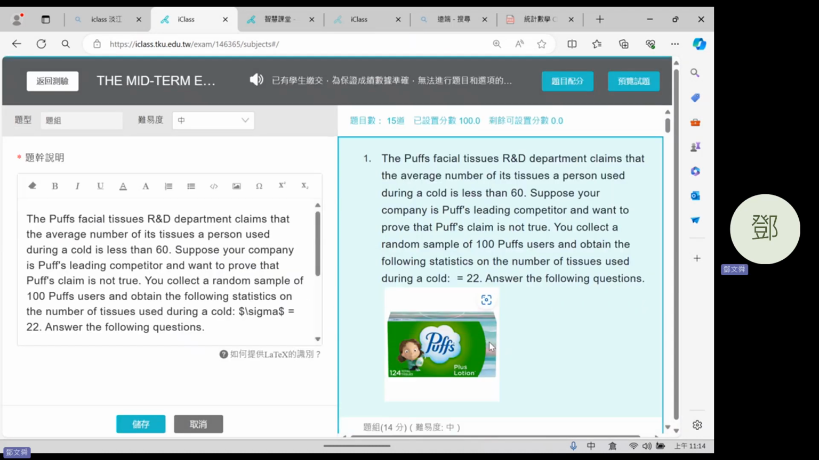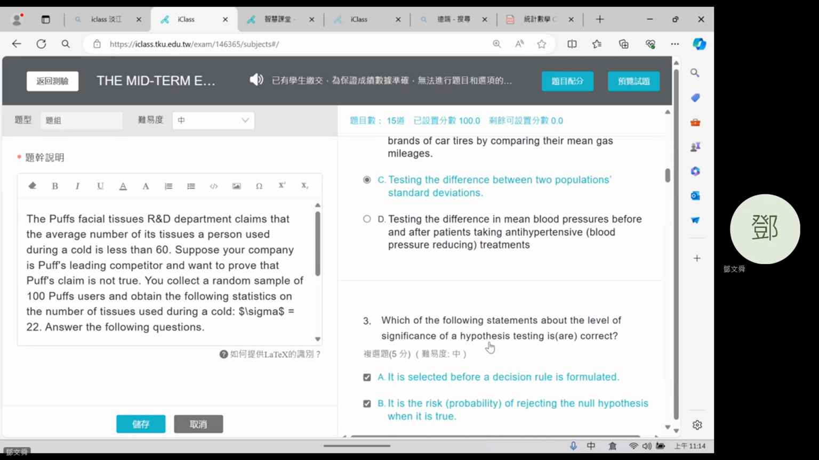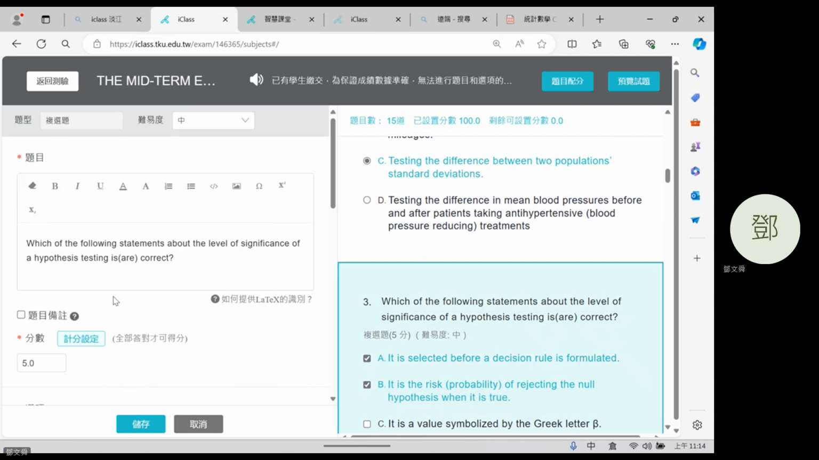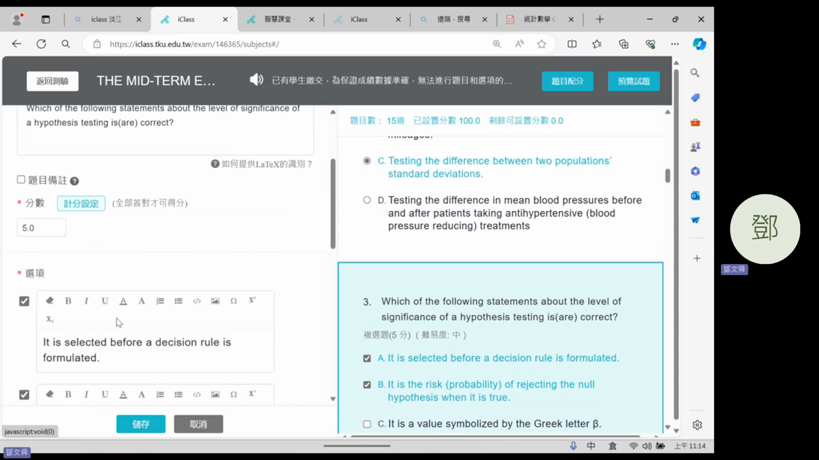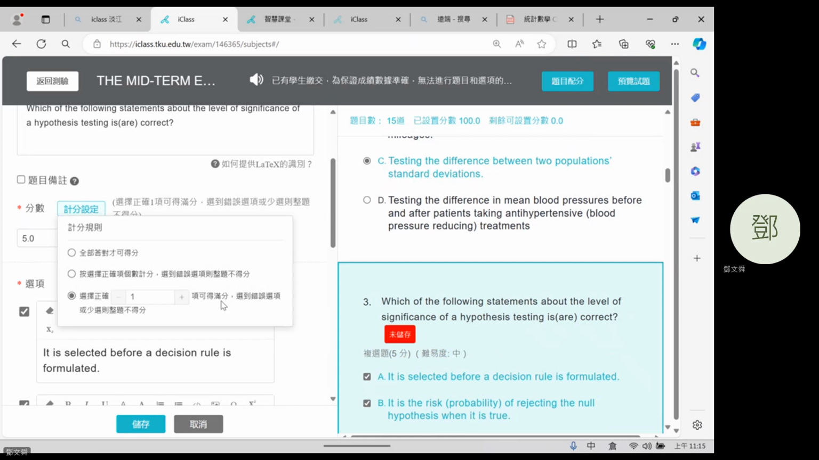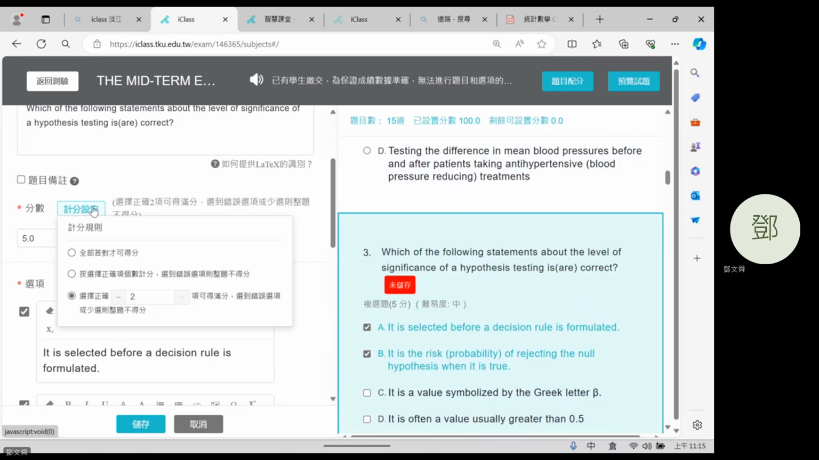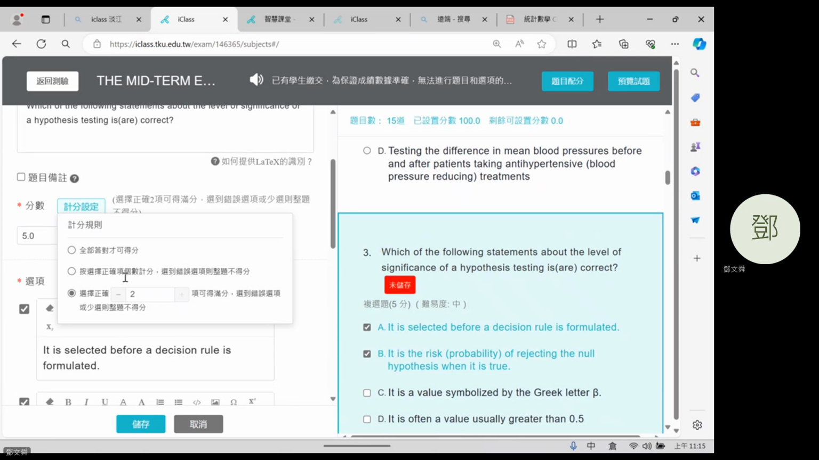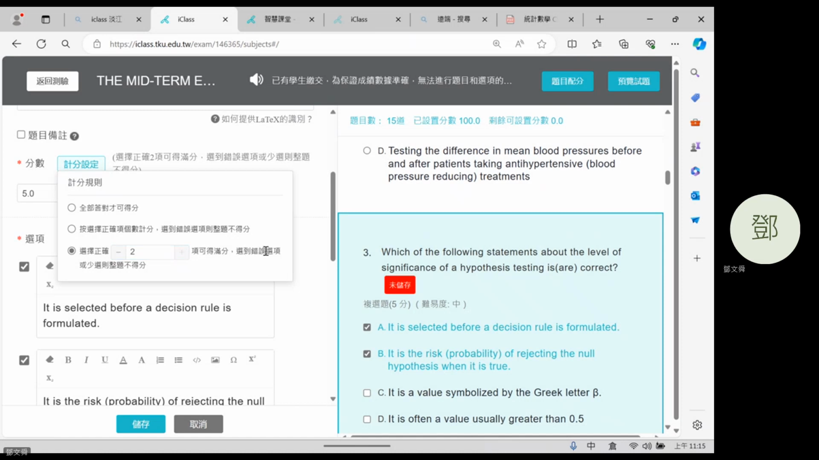Where is the multiple choice question? Oh, here. This one. This is the choice. Which one? I think this is the most general one.